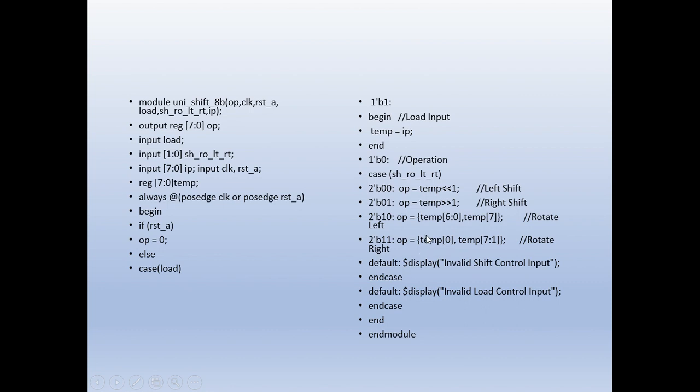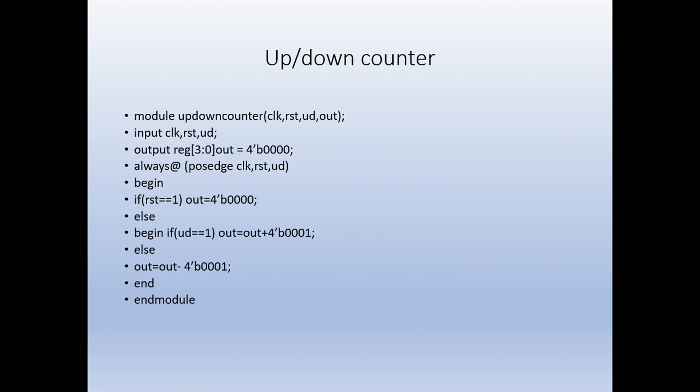So with this we have studied the universal shift register, which has five operations in total: loading input, shift left, shift right, rotating left, as well as rotating right. And the next one is the up/down counter.